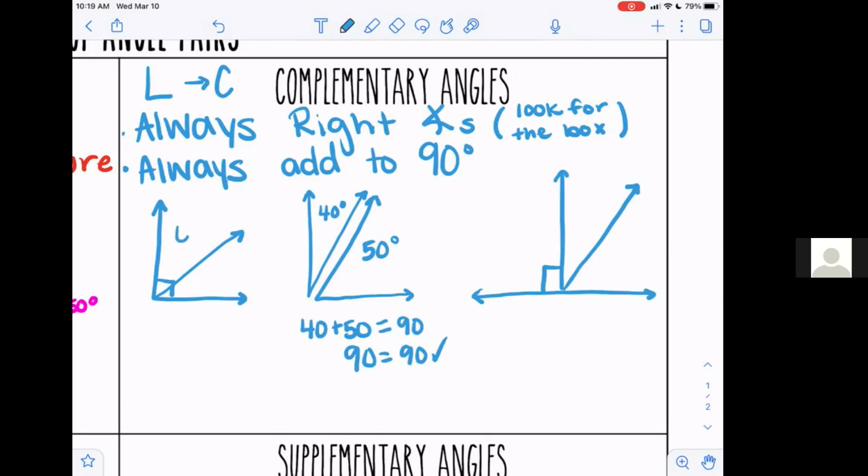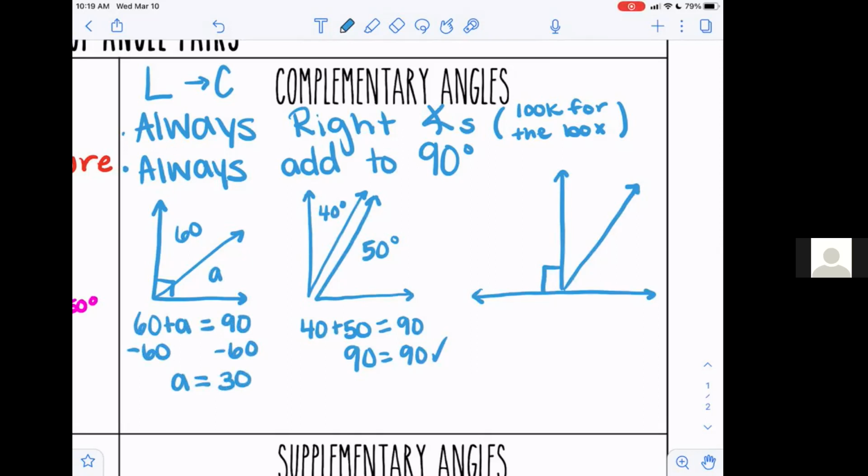We might ask you, well, here's one angle measure. This is 60. Now find this angle right here. We'll call it angle A. So what you're going to say is, well, 60 plus A has to add to equal 90. So now I'm going to subtract 60 from both sides, and I get that A is equal to 30 degrees.